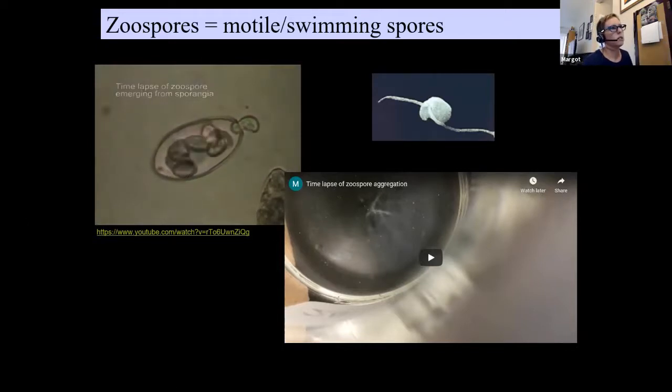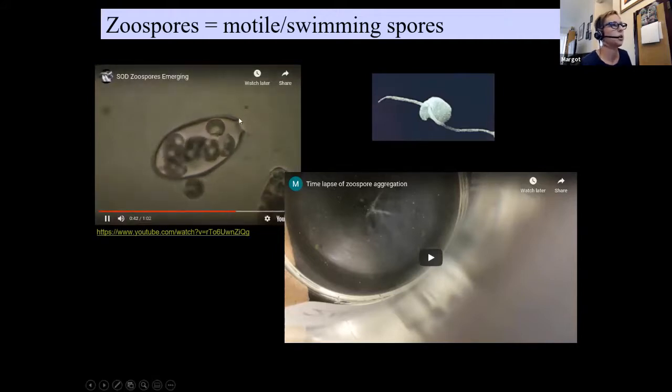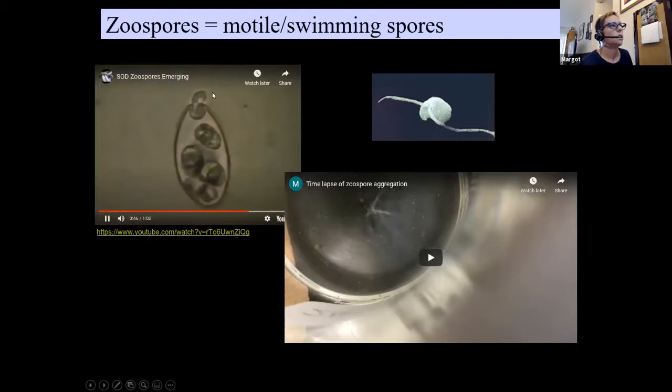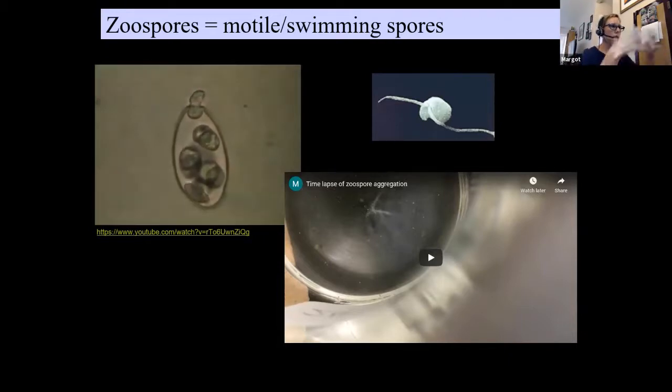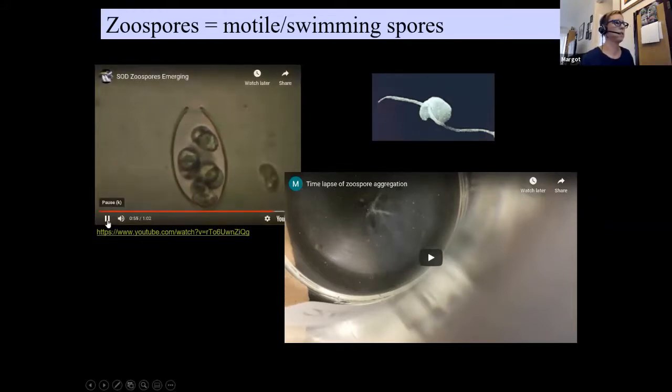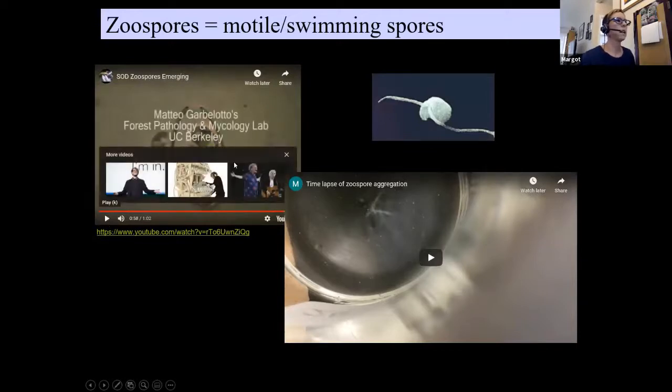So it's like watching birth. These little zoospores are being birthed. They come out of the sporangia, and they get their flagella going, and then they swim off and cause infections. So those are happy zoospores. That's what the zoospore wants. It's not what the plant wants, but that's what zoospores want. They want to be happy.